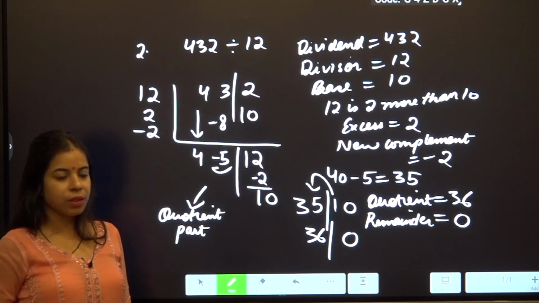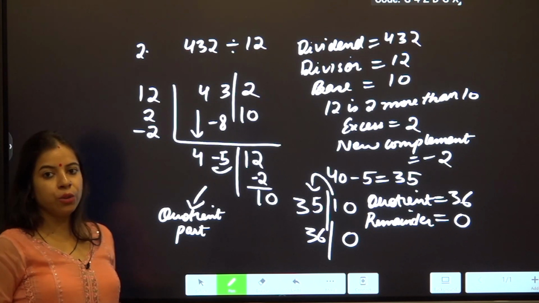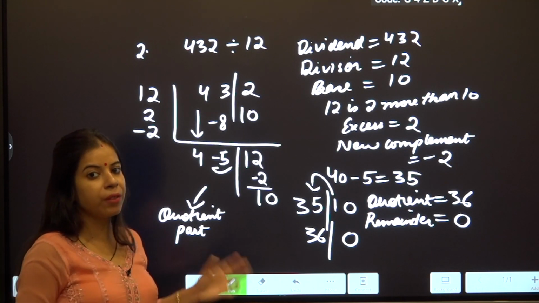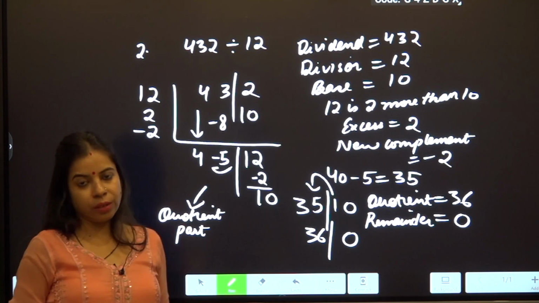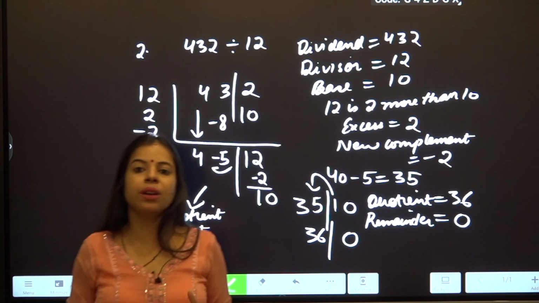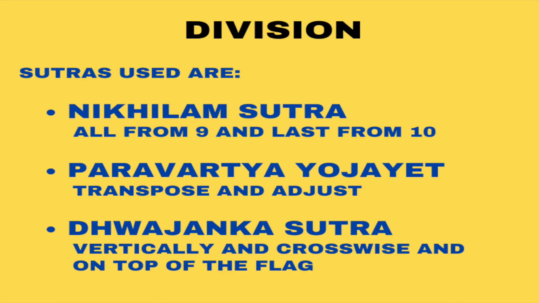Okay. So in this manner we can perform division using the second sutra, which is the Parvartya Yojayet. See, I am saying second sutra here because the first sutra that we used was the Nikhilam Sutra. Let us take one more example.